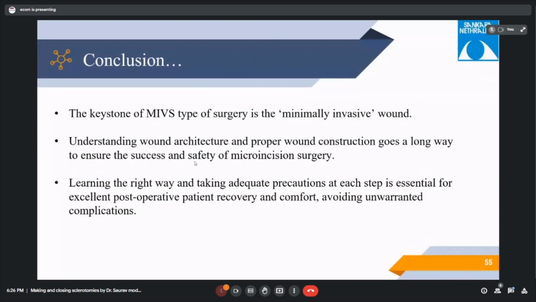So to conclude, this simple step is a keystone of MIVS surgery. Understanding the proper wound architecture and construction is essential for the safety and success of this surgery.